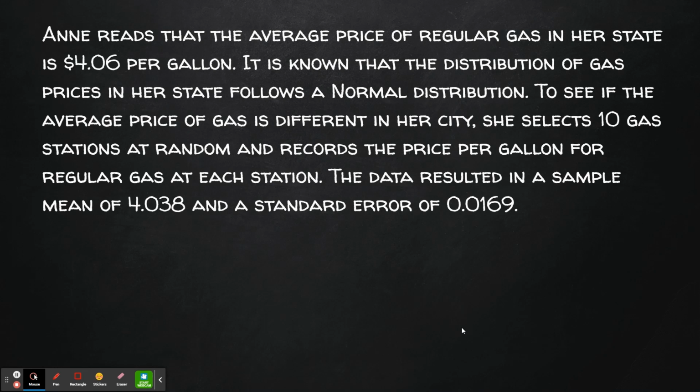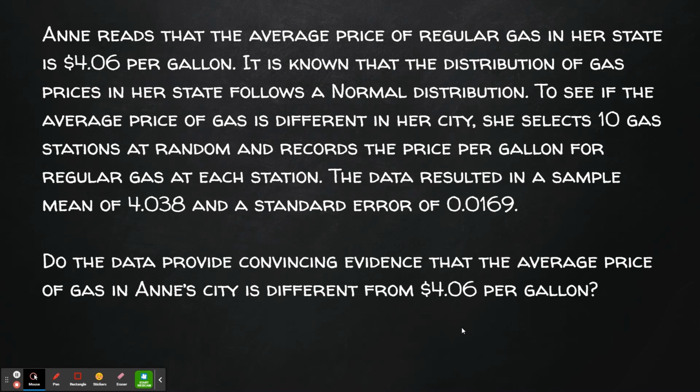The data resulted in a sample mean of 4.038 and a standard error of 0.0169. Do the data provide convincing evidence that the average price of gas in Ann City is different from $4.06 per gallon?